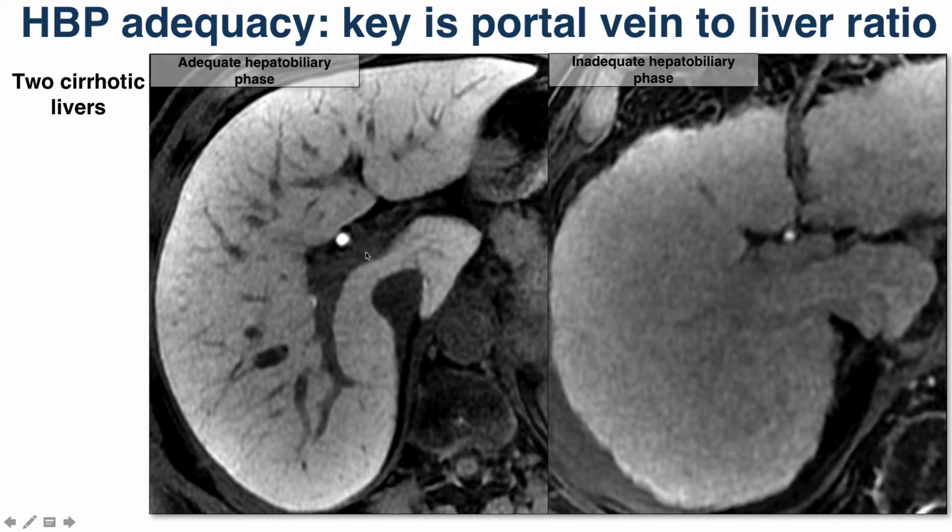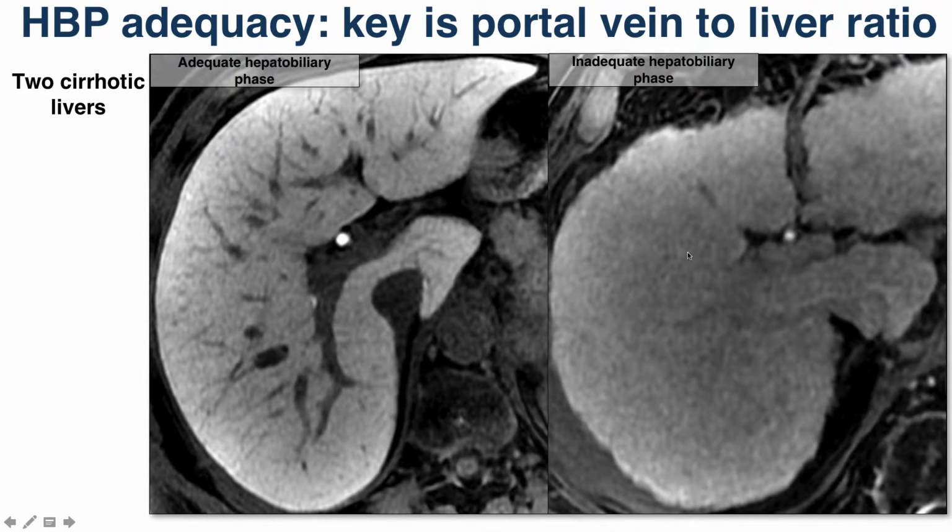Instead, look at the contrast between the blood vessel and the liver. If the liver is functioning adequately, it will pull enough gadoxetate out of the extracellular space so that blood vessels become clearly dark relative to the liver. If the blood vessels are not clearly dark relative to the liver, then the hepatobiliary phase is impaired, and you should make a note that it's impaired. And if you don't see a lesion, then you can't be that confident about the absence of the lesion.